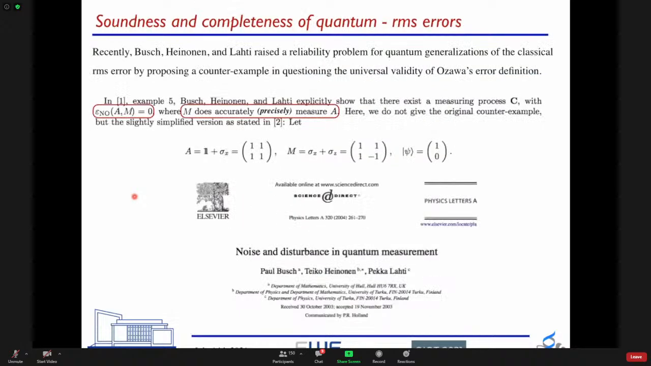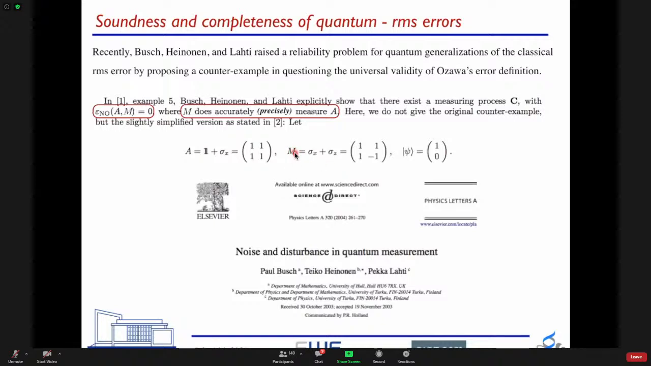Well, in a recent example, Busch, Heinosaari, and Lahti presented a so-called counterexample. Namely, they presented a measuring process that is not accurate, not precise, but it has 0 error. And this is the example that is presented here. We have an observable A, which is simply identity plus sigma x. We have an observable M.